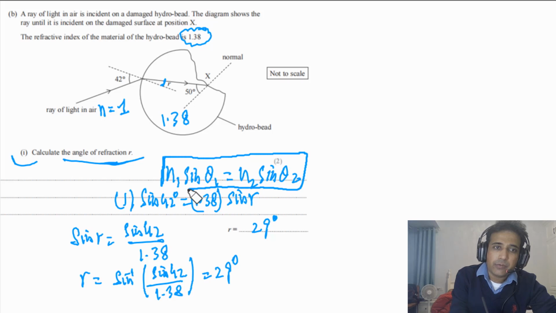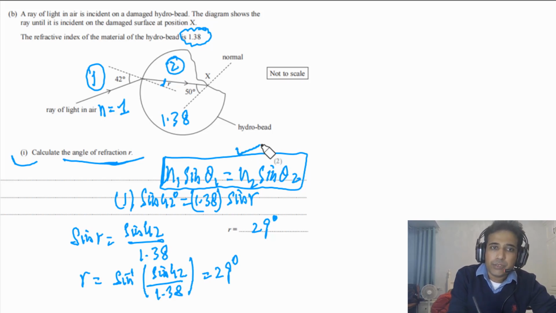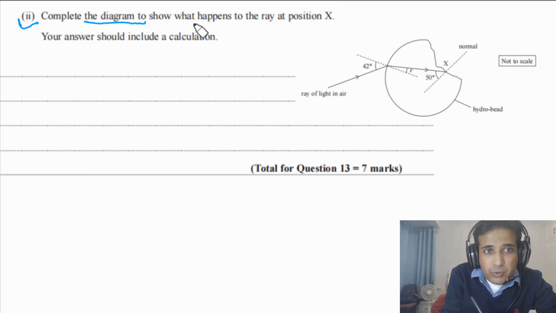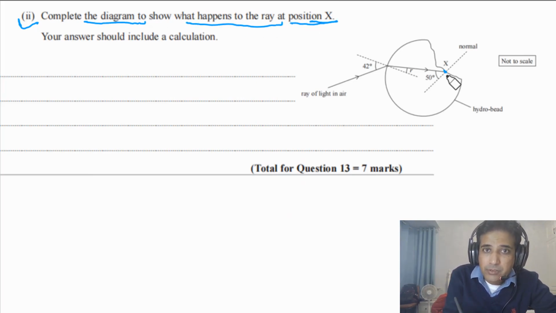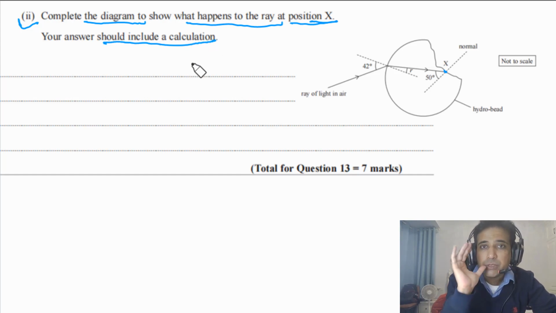So this is very important. You can label this as medium 1, and this as the second medium, and then you can use Snell's law. The second part says complete the diagram to show what happens to the ray at position X, at this point. Your answer should include a calculation.